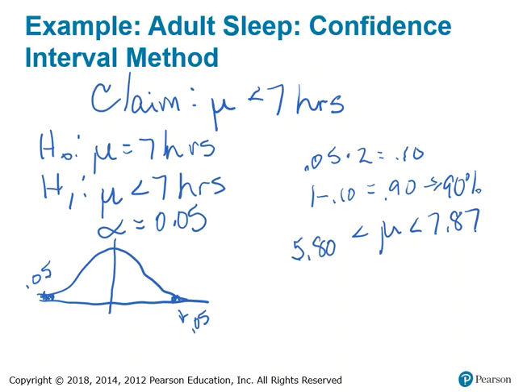Now, our claim, which is less than 7 hours, is within that interval. So I can't reject the null since the 7 hours that I'm focused on is within there. So I failed to reject the null. And so in this case, my confidence interval method gave me the exact same answer as my other two. It was just as reliable in this case.